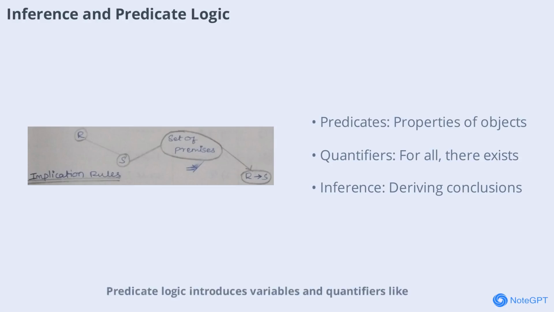Beyond basic propositions, logic extends to predicates and quantifiers, allowing us to express statements about objects and their properties. Predicate logic introduces variables and quantifiers like "for all" and "there exists." For example, "for all x, if x is healthy, then x can work" is written as ∀x (H(x) → W(x)).